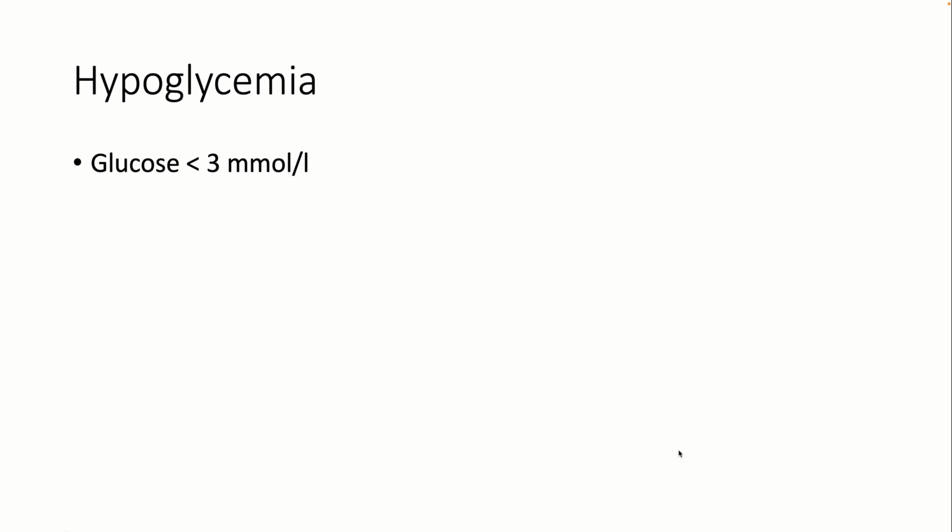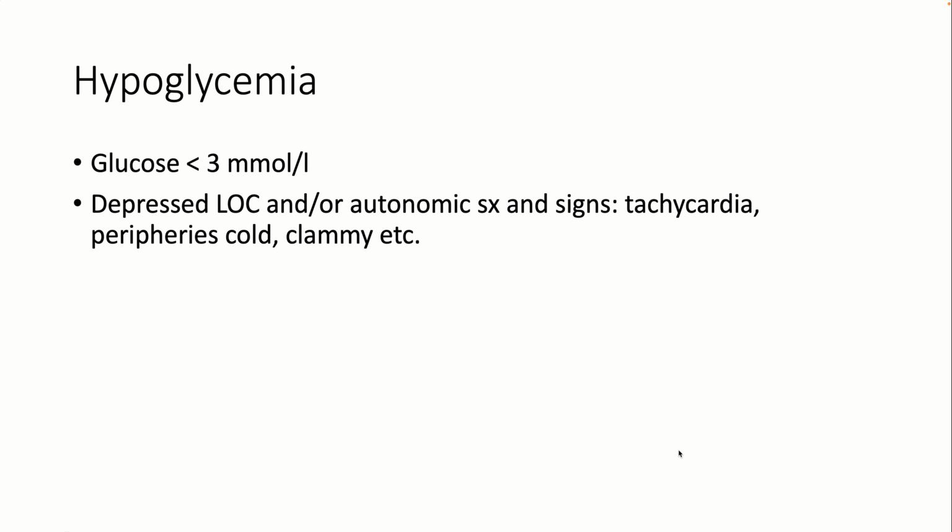So the first one is the glucose less than 3. Starting to see the trend here. Right, so the next one would be the symptom complex and signs complex of hypoglycemia. In other words, a depressed level of consciousness or neuroglycopenia, as well as then signs of autonomic overactivity. This is now the sympathetic nervous system, so think about adrenaline, and this includes being tachycardic, peripheries are cold, patient is clammy, and there's the whole host of adrenergic response involved.